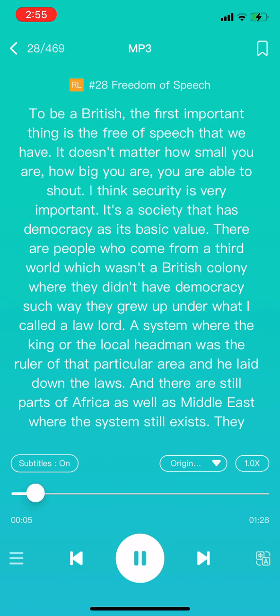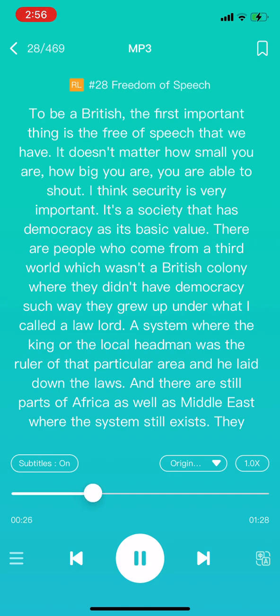To be British, the first and important thing is the freedom of speech that we have. It doesn't matter how small you are or how big you are, you are able to shout. I think security is very important. It's a society that has democracy as its basic values.